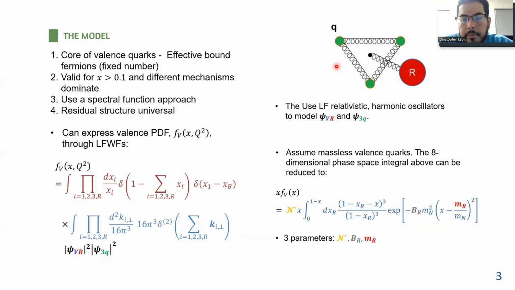component. So if we assume massless valence quarks, this 8-dimensional integral can simplify, through a lot of math, to this 1-dimensional integral expression, which consists of 3 parameters: this normalization parameter, this parameter here, BR, which shows the strength between the valence residual coupling, and the mass of the residual system.